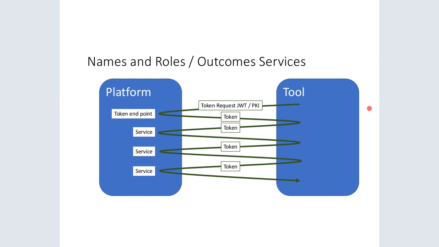So this is the flow that we do when we're doing this. This is Names and Roles and Outcome Services using OAuth 2. So the tool has a private key, and the platform has a public key. The tool is about to make a request, but it first needs to get a token. So another configuration: service endpoints are different than token endpoints. And you saw in that little launch stuff, you're giving these service URLs as well. So you sign with your private key. You ask for a token.